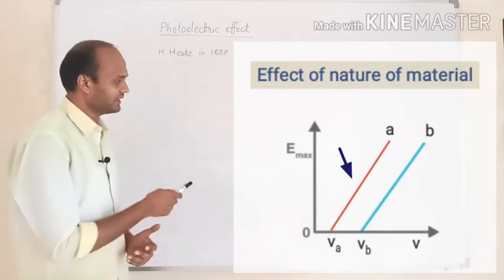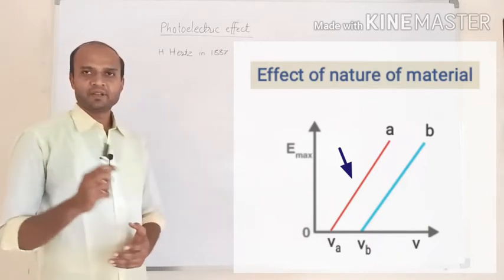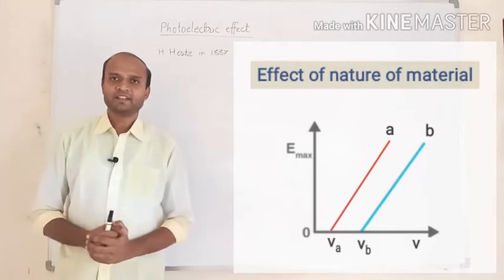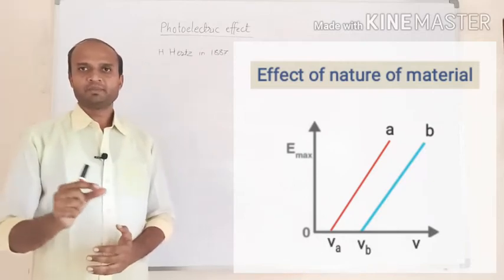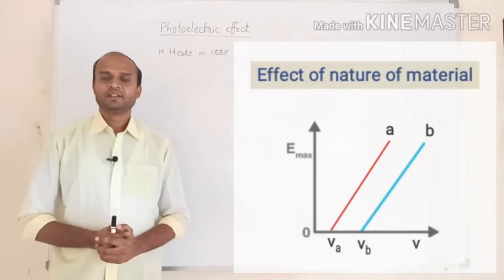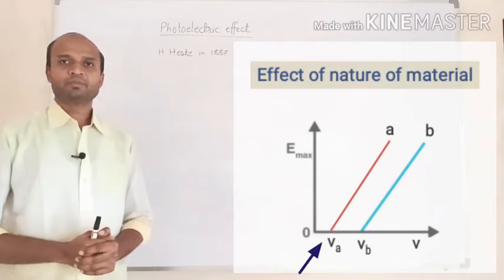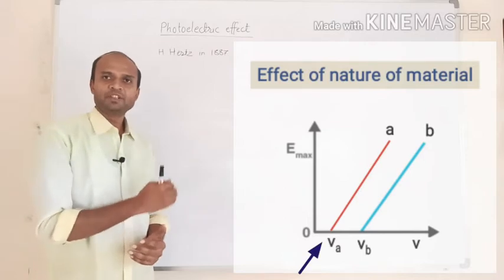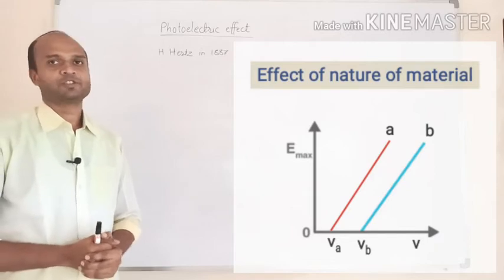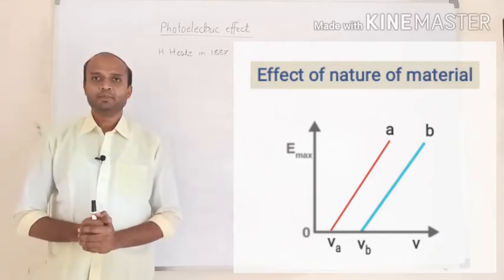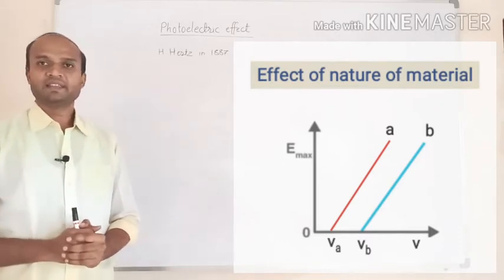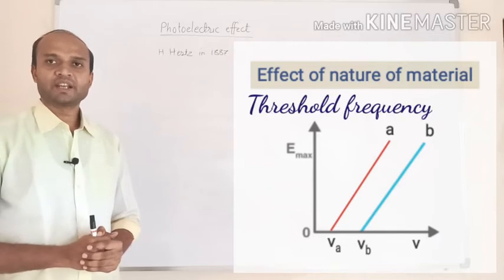It goes on increasing linearly, and that frequency up to which maximum kinetic energy remains 0, the maximum frequency at which maximum kinetic energy is 0, is called the threshold frequency. It means that below this frequency, emission of photoelectrons is not possible. So the frequency below which emission of photoelectrons is not possible is called the threshold frequency.